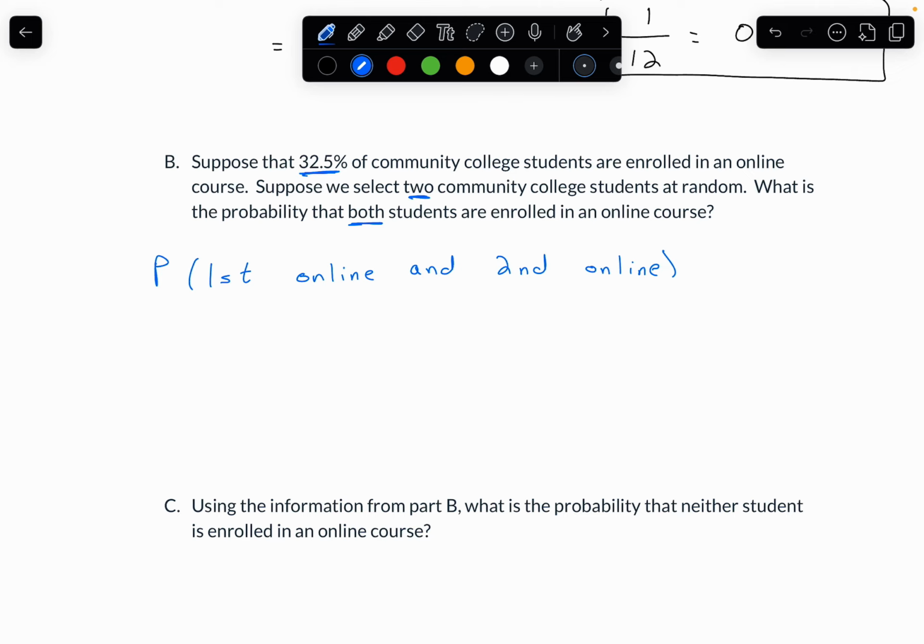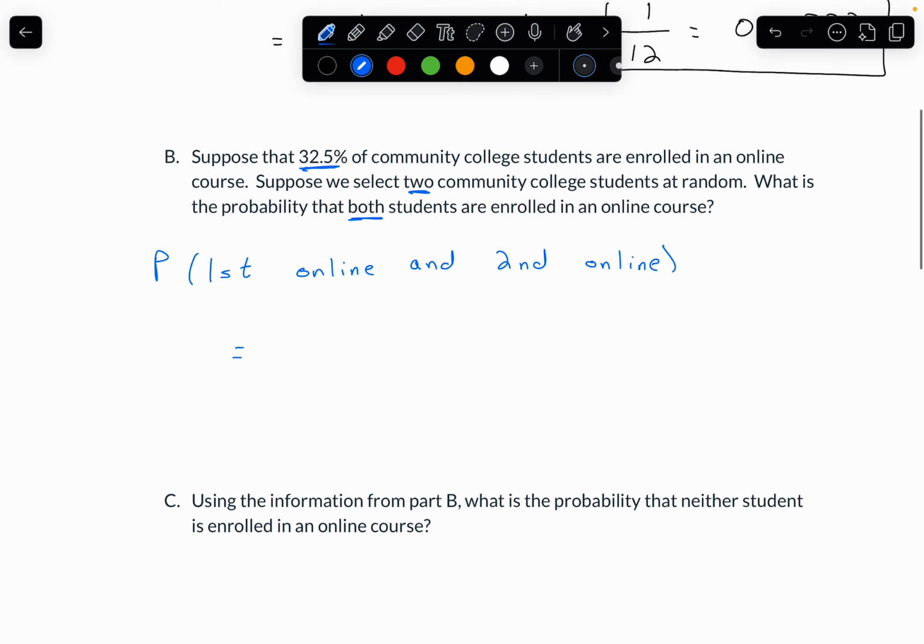So in cases like these, we do have to make an assumption here that if we're talking about all community college students and we're picking at random, these are going to be independent. Mostly because if we talk about all community college students, that's an extremely large group of individuals. It's a very large population. So we can go ahead and assume that our random samples are going to be independent.